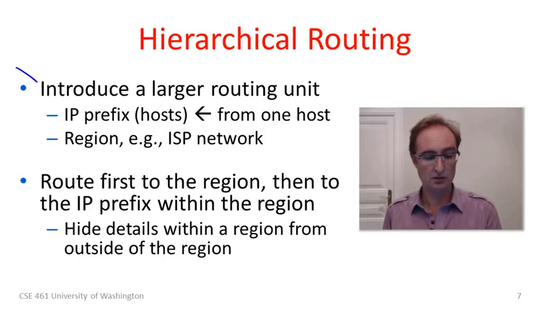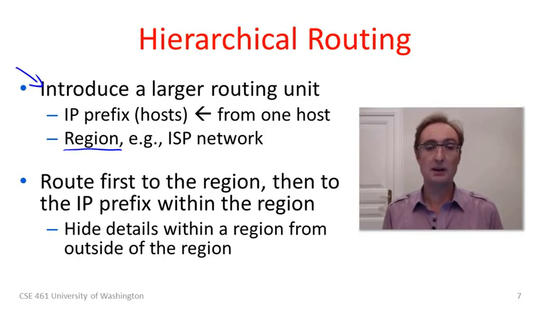So the overall goal here is to introduce some kind of larger routing unit and be able to structure tables so that they send packets towards that unit. We've already seen that we now have IP prefixes, which are groups of hosts. That's a larger routing unit from an individual host. That's great. We want to build on that. And we'll build on that by introducing the notion of a region of the network. This might be a complete ISP network, for instance, but I'll just call it a region for now.